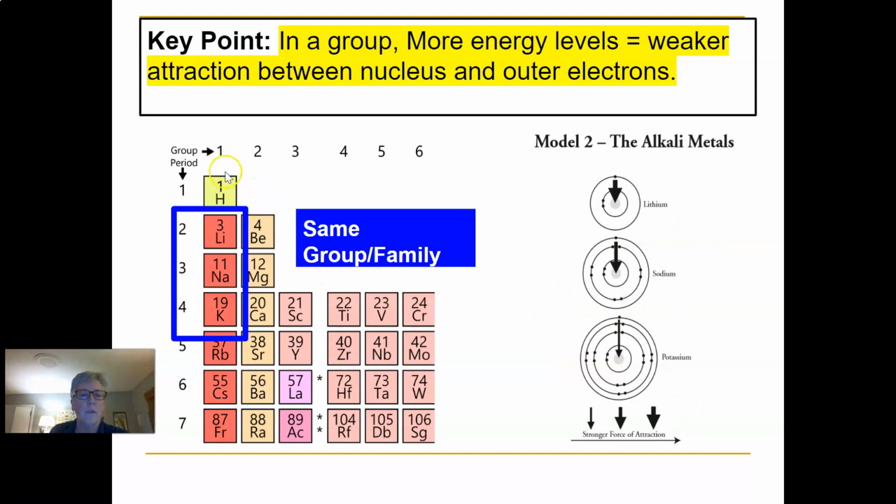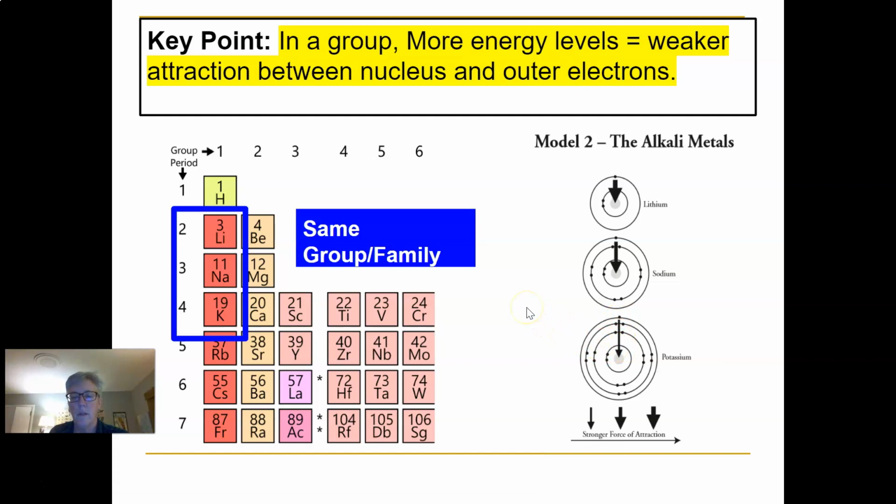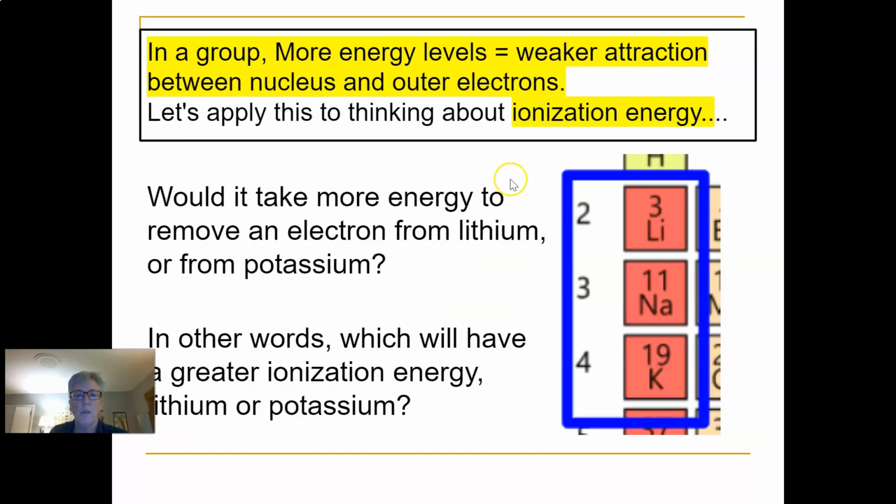Okay, let's look at the columns. Okay, in a group, this is the same picture as before. Lithium, sodium, potassium. This is the key point from yesterday, one of them. Again, as you add energy levels, okay, there's a weaker attraction between the nucleus and the outer electrons. This is the same message as before. Okay, as we add more energy levels, these outer electrons have a weaker pull to the nucleus and to the protons. So then, of course, the question becomes, how does that impact ionization energy?